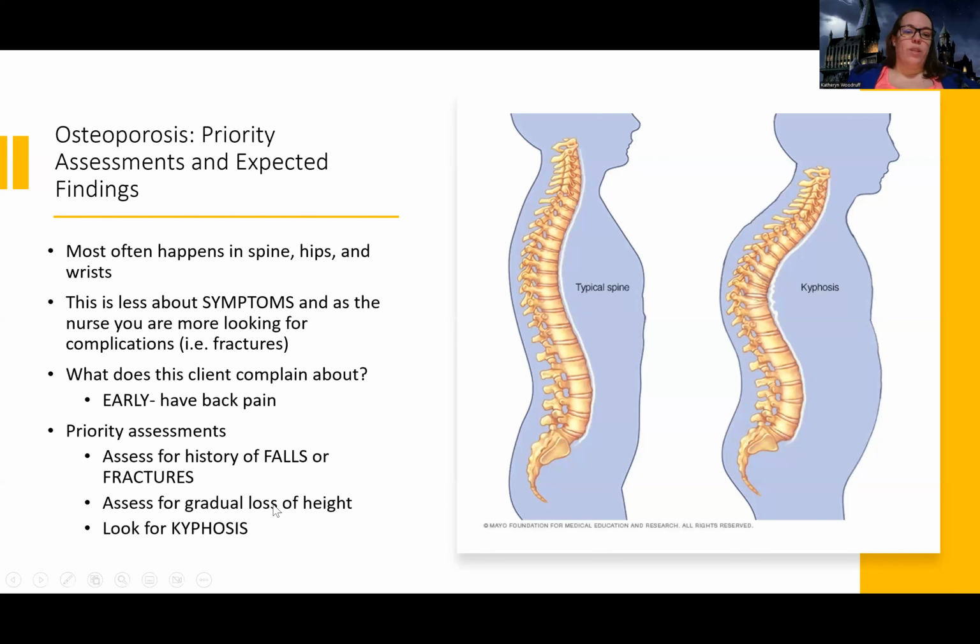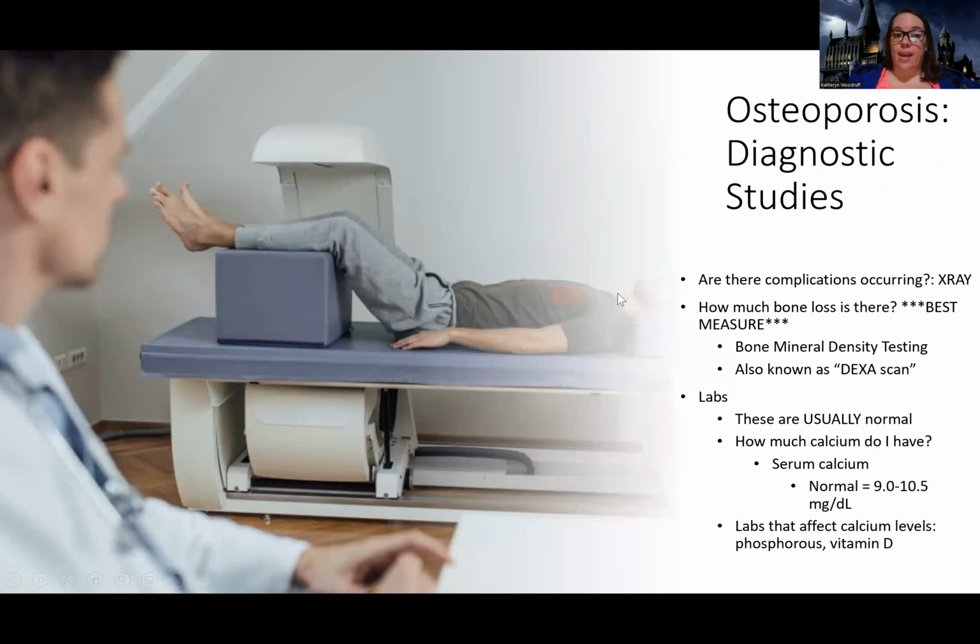You can also assess for what's called kyphosis, which is a gradual loss of height. In this picture you can see that stooped, bent over posture or that humpback, as some people call it. So how do we diagnose this?